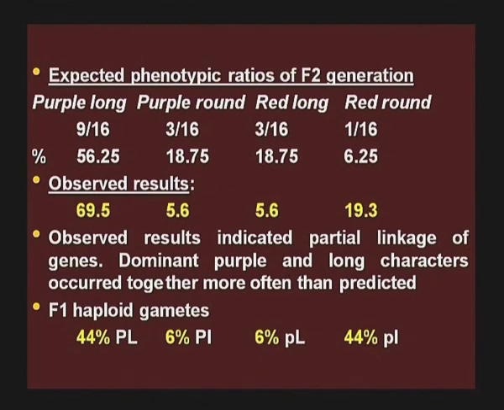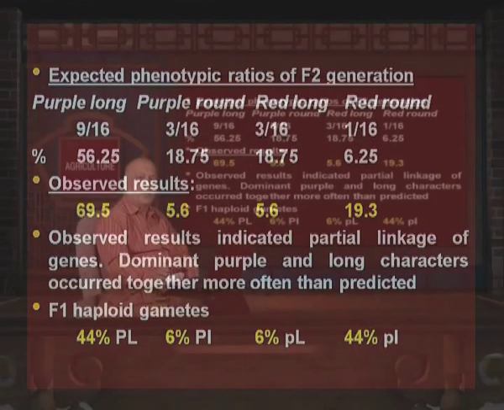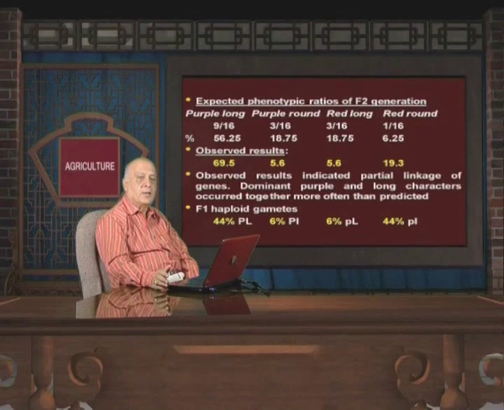Dominant purple and long characters occurred together more often than predicted, and therefore the F1 haploid gametes in the test cross came out to be 44%, 6%, 6% and 44%. So these deviations from the expected results of Mendelian genetics are in fact indicators of the existence of linkage, meaning that the traits of inheritance are located on the same chromosome, they are linked together and they move together, and they do not assort independently as per Mendelian predictions.